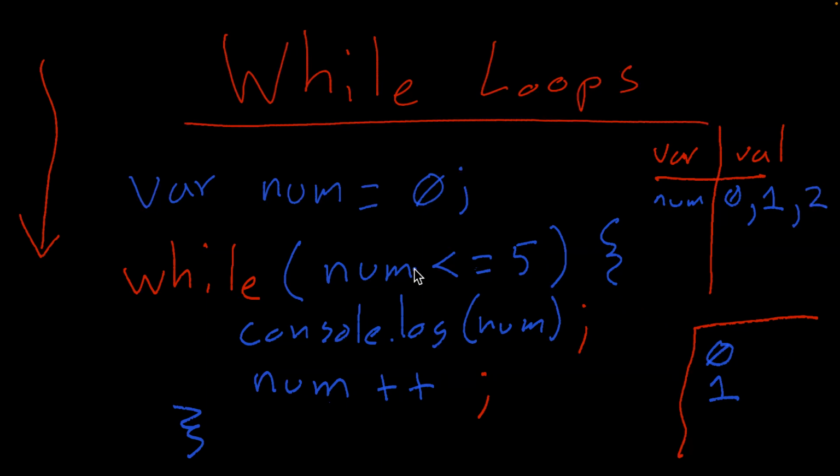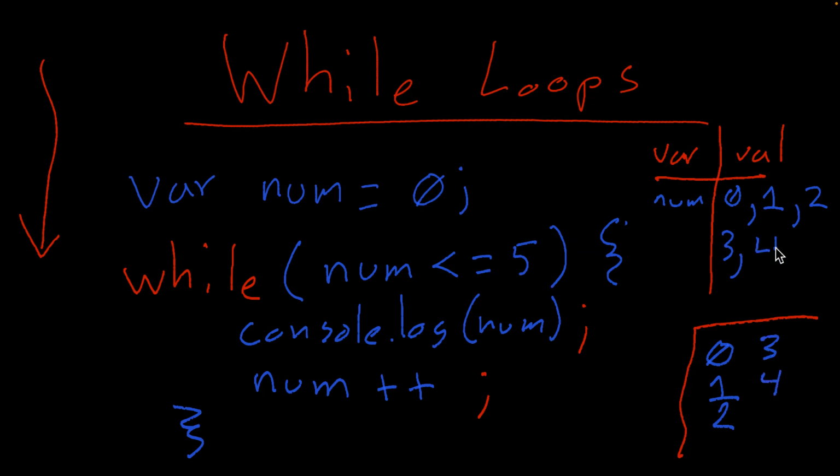All right, and then we check again. Is num less than or equal to 5? Yes. All right, so then let's console log it. 2. 3. Check again. 3 less than or equal to 5? Yes. So we enter. Console log num. Increase it.